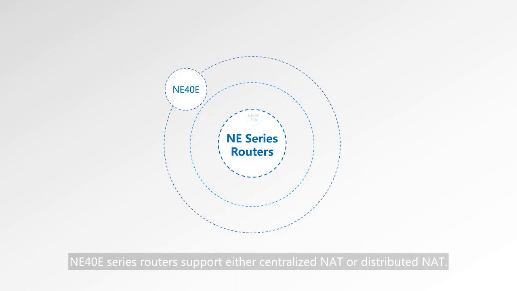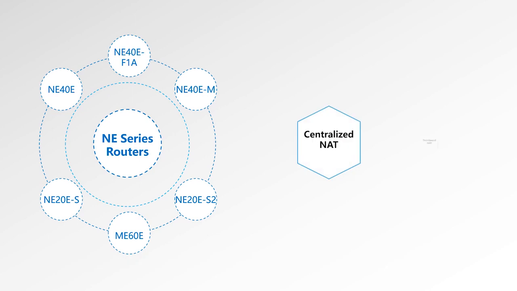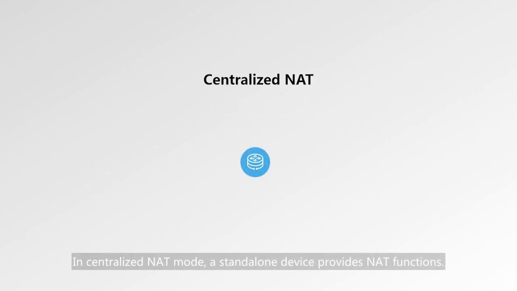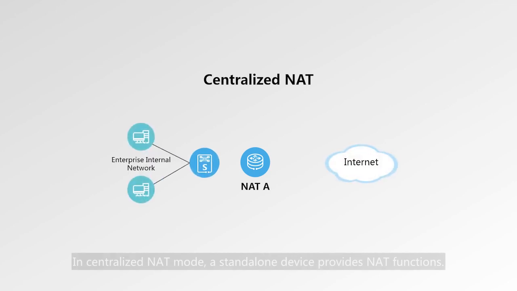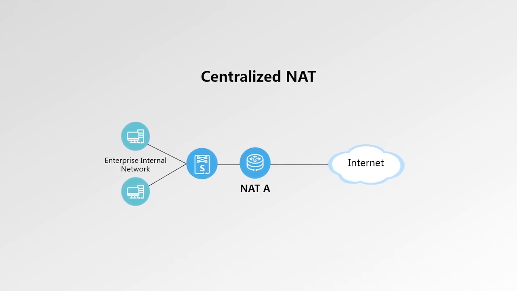NE40E series routers support either centralized NAT or distributed NAT. Let's look at each of these modes. In centralized NAT mode, a standalone device provides NAT functions. This device is attached to a core router, CR, or a broadband remote access server, BRAS.